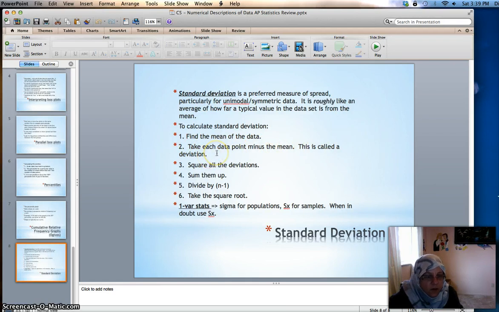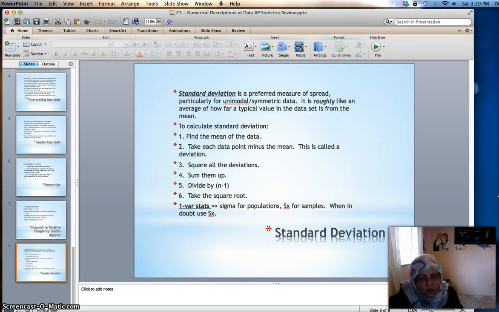And so some of those are going to be negative because the value is below the mean. Some of them will be positive because it's above the mean. Square all the deviations so that the negatives and positives are now all positive. Sum up all those squares, and then divide by n minus 1. And then because we have an exaggerated sum because we squared, now take the square root to unexaggerate it, and you have what's called the standard deviation.